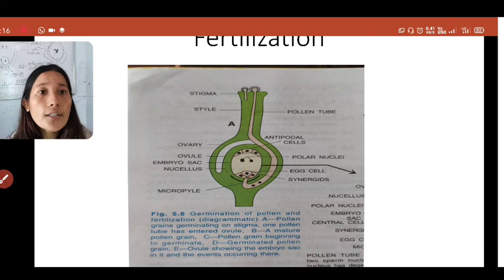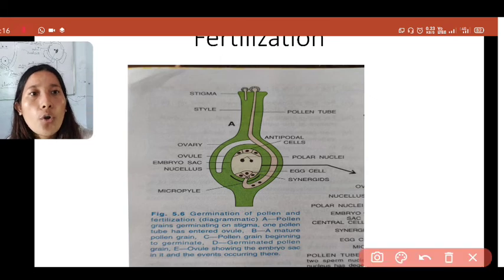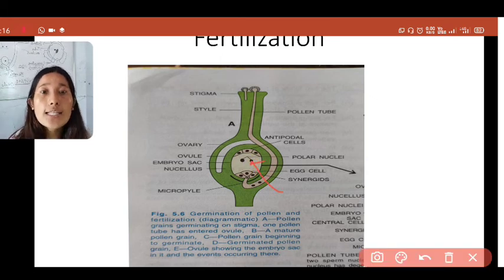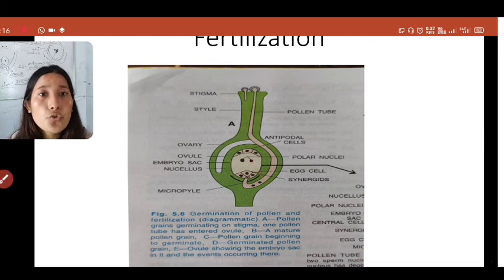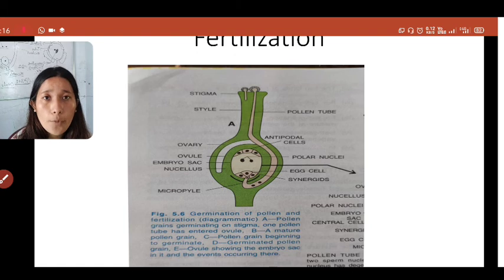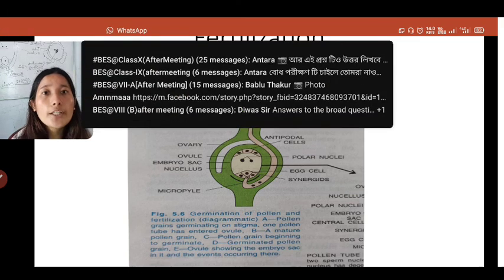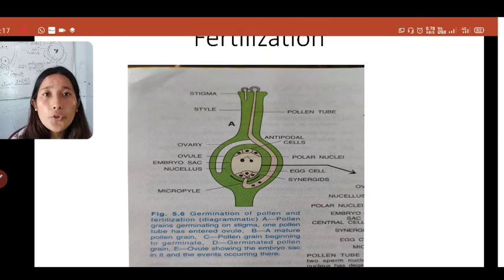The other sperm nucleus is going to fuse with the polar nuclei present in the central cell. One large cell is present, and inside that you have 2 polar nuclei. The other sperm nucleus is going to fuse with those polar nuclei and form the endosperm. Endosperm is going to provide nourishment to the growing zygote. So you can see here 2 fertilizations are taking place. One sperm nucleus fuses with the egg cell, and another fuses with the polar nuclei. So it's called double fertilization.